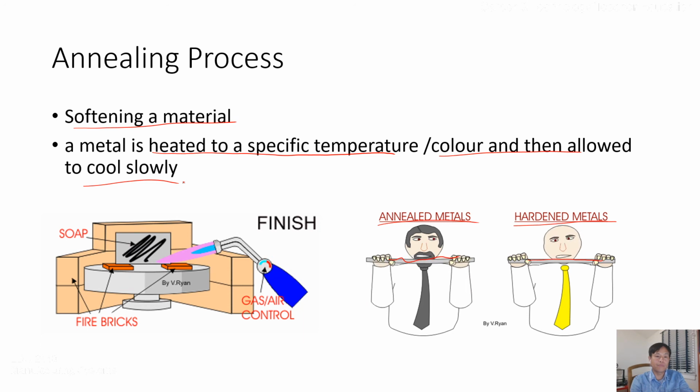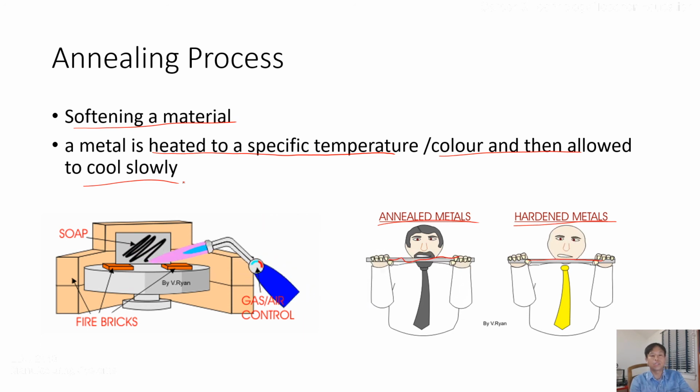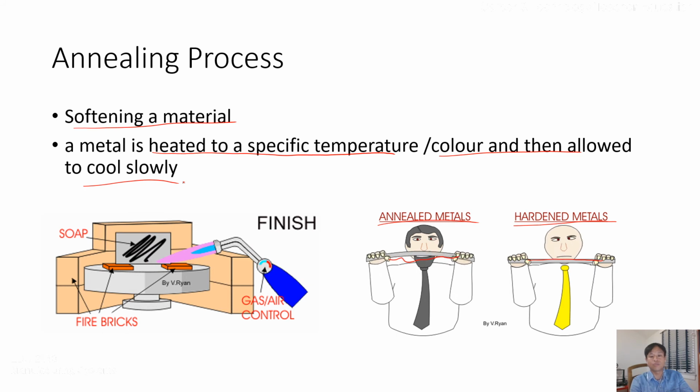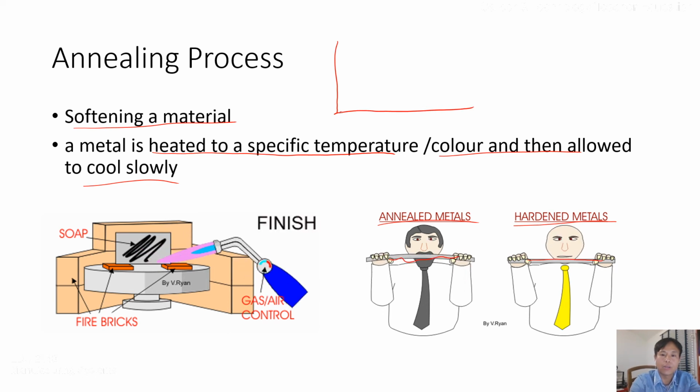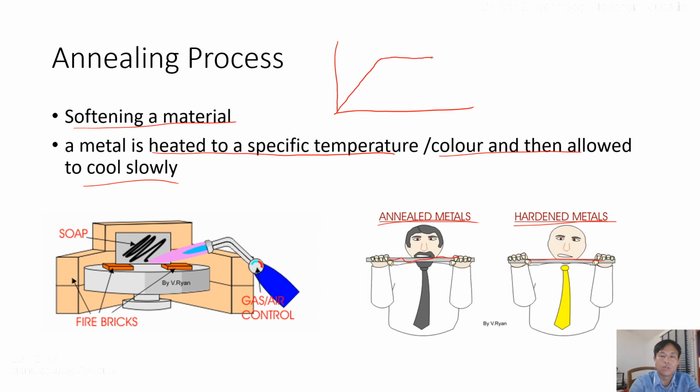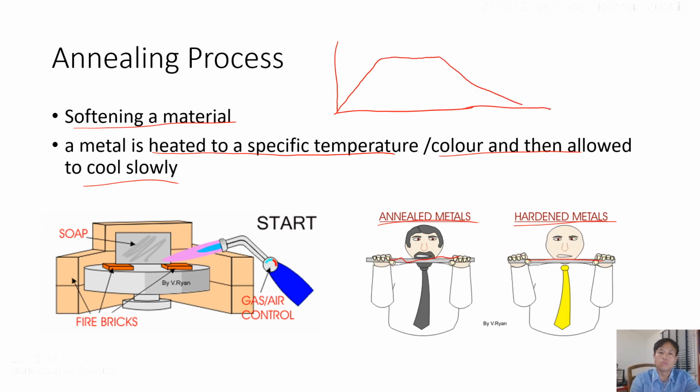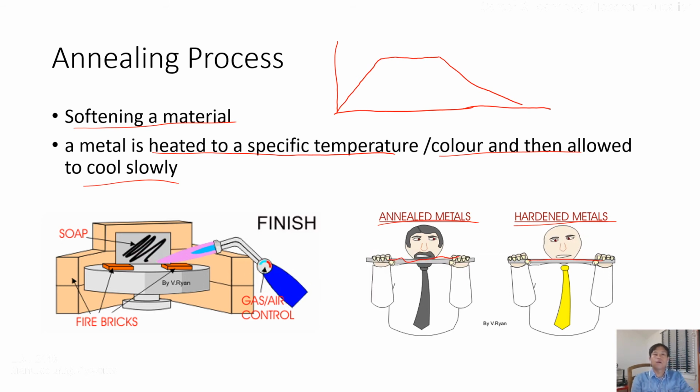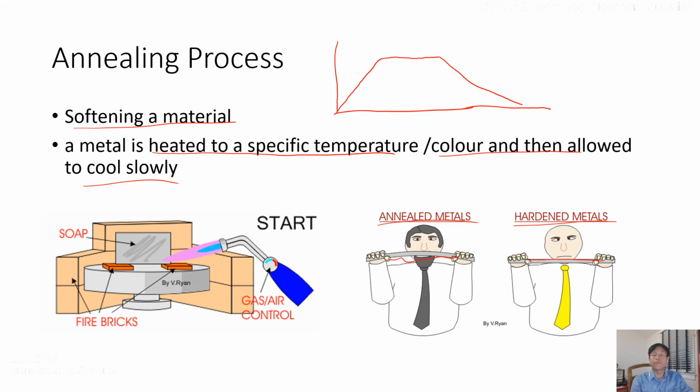It's separate from hardening and tempering, but annealing makes the material softer with a different process. Annealing is to heat the material and then cool very slowly. That's the annealing process. It's similar to tempering, but the purpose of annealing is to make the material itself softer.